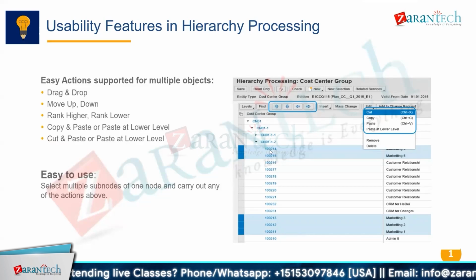If I modify something, say this is in order. If I delete this 14 and 15, then I'll require a change request. Without a change request, we cannot do anything. So these are the options through hierarchy processing. We can delete, we can edit, we can cut, we can paste, and then you can play with the hierarchy.